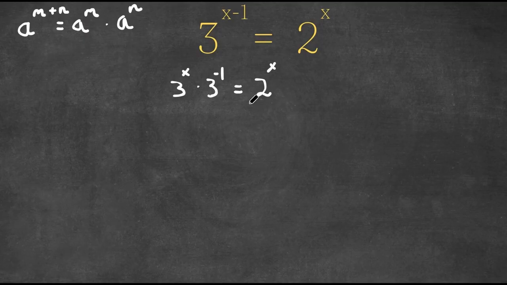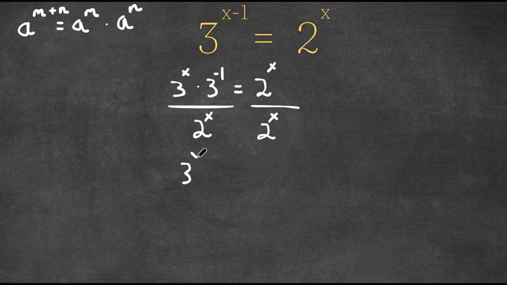Now I'm actually going to divide by 2 to the power of x on both sides. So now we have 3 to the power of x, and I'm actually going to move the 3 to the power of negative 1 to the denominator, and now it's going to be 3 to the power of positive 1. So now we have 3 to the power of x over 3 to the power of positive 1 times 2 to the power of x. This is equal to 1.